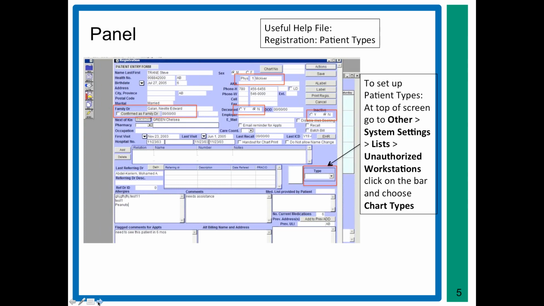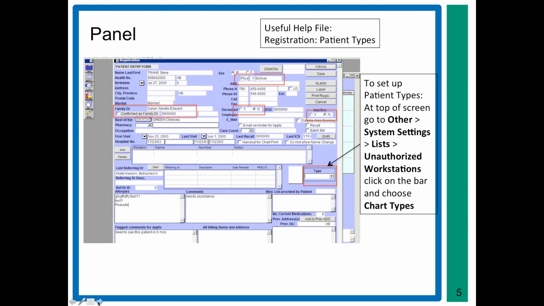The other useful field is type, which Telin calls patient types. This is a configurable field in that you can set patient types to belong in your clinic. In other EMRs, they often use a status field, but because Telin doesn't have a unique field for patient statuses, a clinic can use the type field to do this. The instructions are there, but there is also a useful help file in Telin for that, called Registration Patient Types.